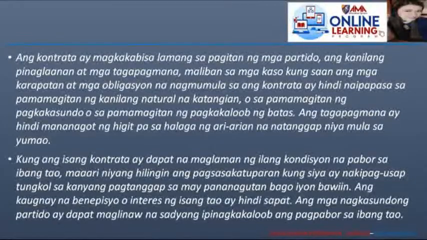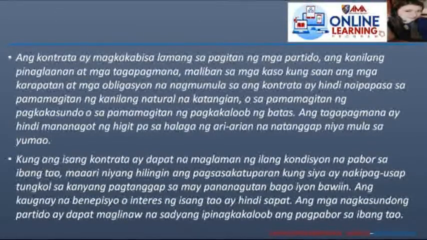So malinaw class, ulitin ko, ang tagapagmana ay hindi mananagot ng higit pa sa halaga ng ari-arian na natanggap niya mula sa yumao. So yung example natin kanina, kung 1M lang ang minana mo, hanggang doon ka lang. Hindi pwedeng pati personal mong pera ay ibabayad mo dahil yun ang obligation ng yumao, no.